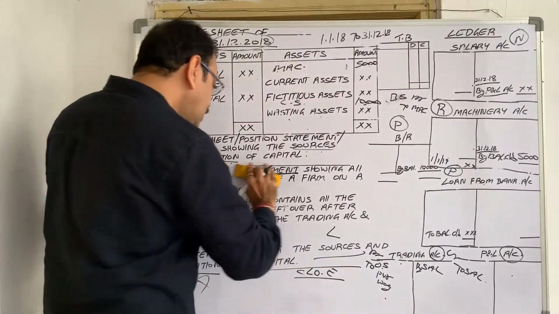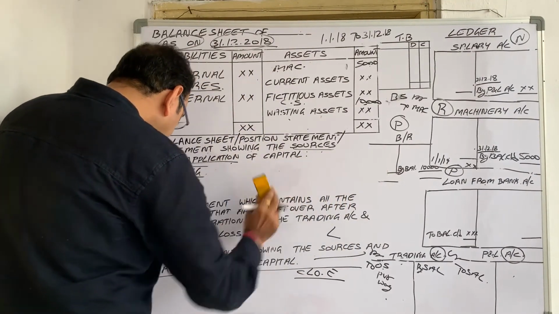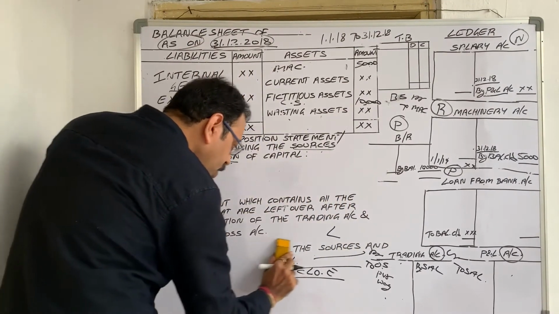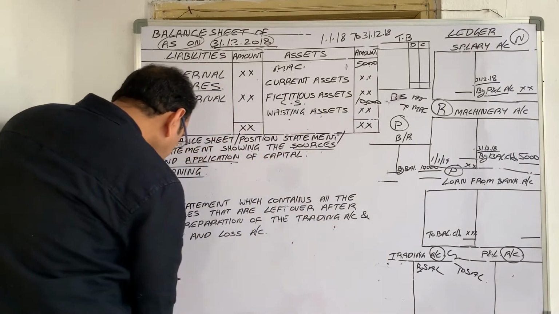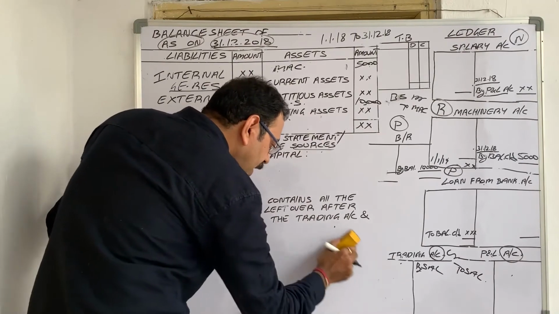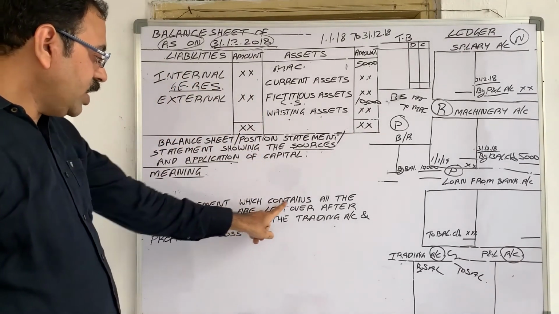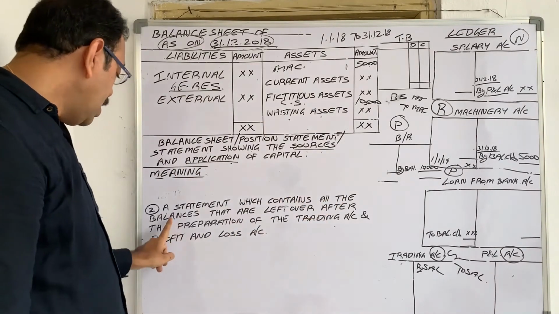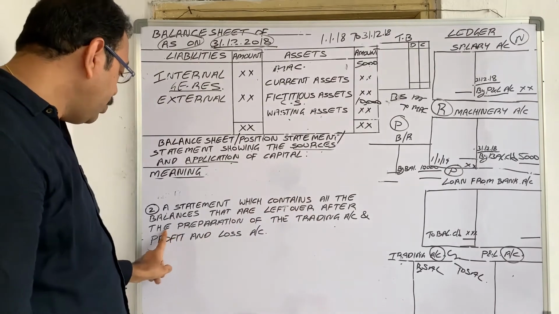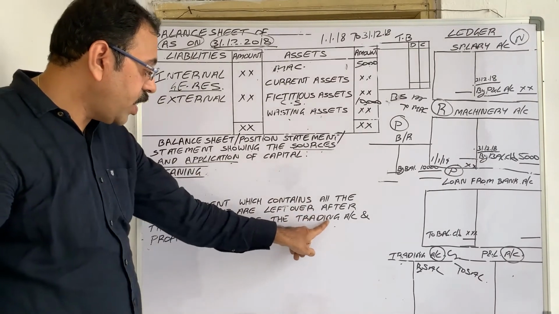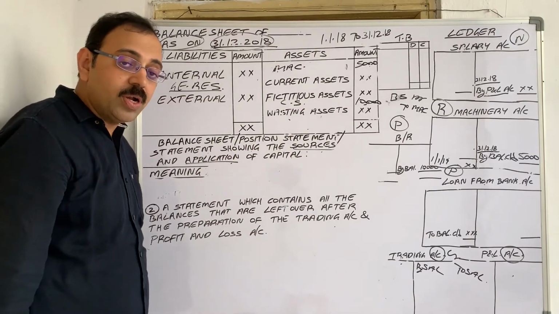Then see the second meaning. The first meaning of balance sheet and the third meaning, these two I explained to you. Now come to the second meaning of balance sheet: a statement which contains all the balances that are left over after the preparation of the trading account and profit and loss account. Means what?